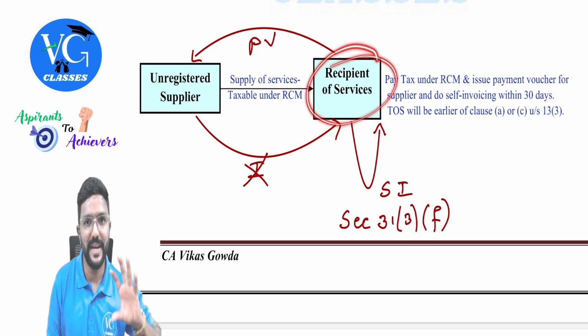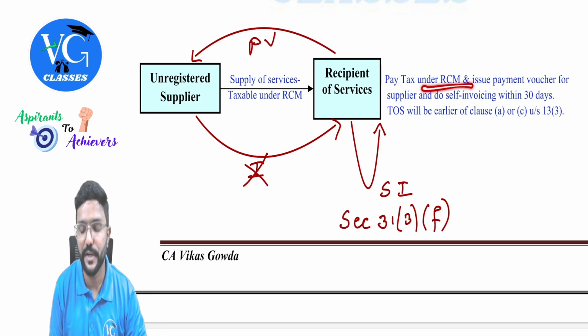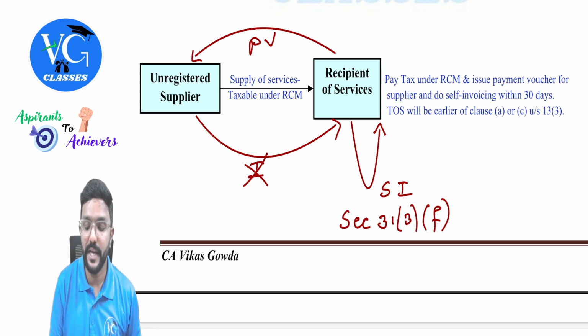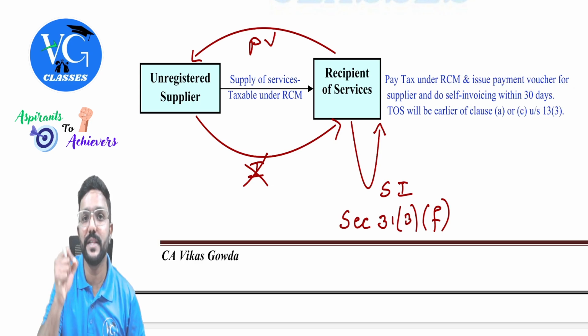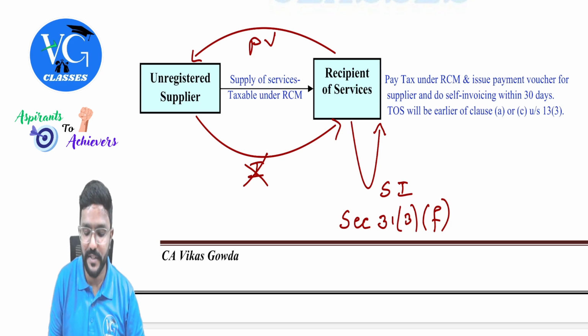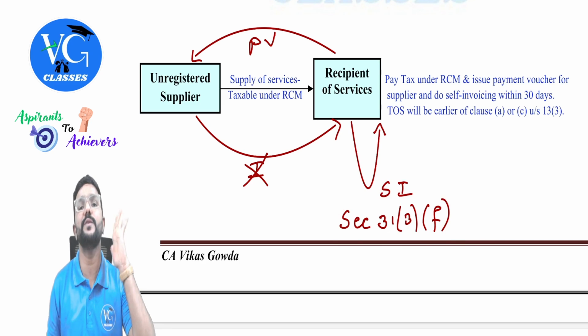So if supplier is not registered, then what should recipient do? He has to pay tax under reverse charge mechanism and issue payment voucher for the supplier, and he has to do self-invoicing within 30 days of receiving the services. Within 30 days of receiving the services. Where is it given, sir? In section 31 subsection 3 clause F of invoice topic.